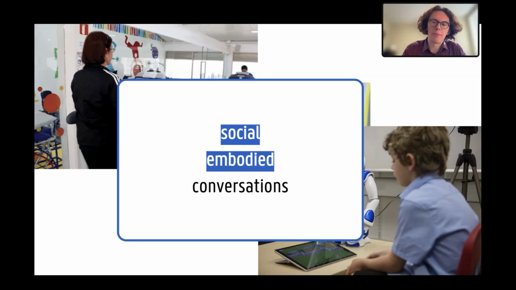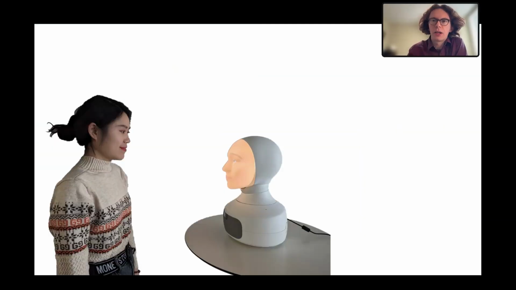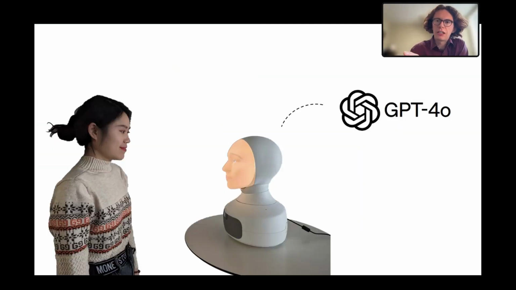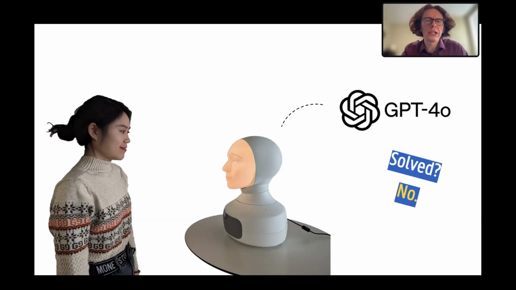And we're talking about embodied conversations at the same time. The robot has a physical body, it's not just a disembodied chatbot or voice assistant, and it's also taking place in a real physical environment. Now, you might think that today this is actually quite easy. We just take the robot, connect it to a multimodal large language model, such as GPT-4o or any other LLM, and problem solved, right? Well, no, not really.